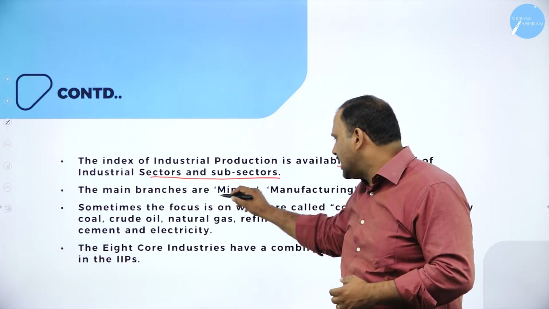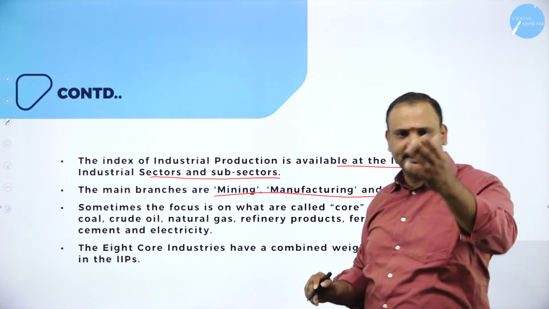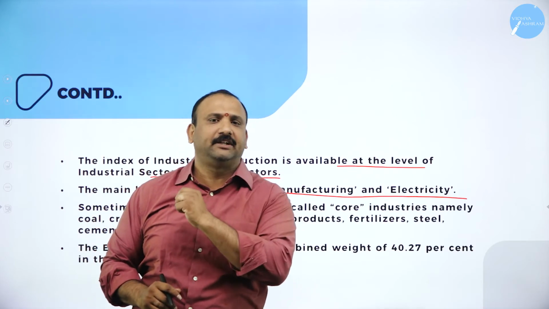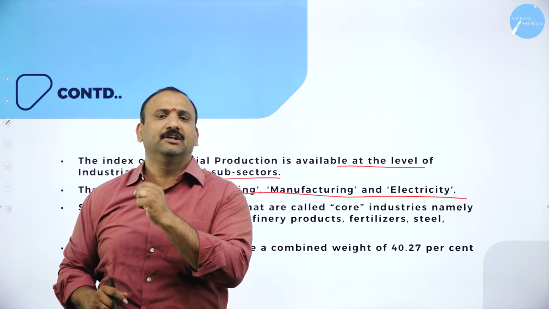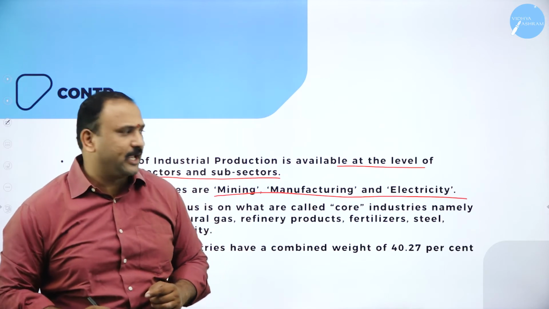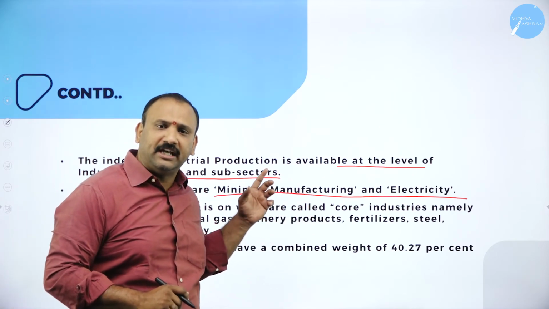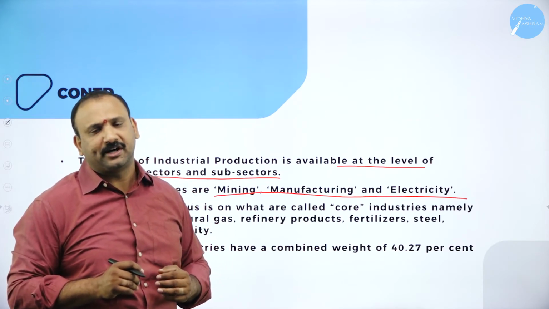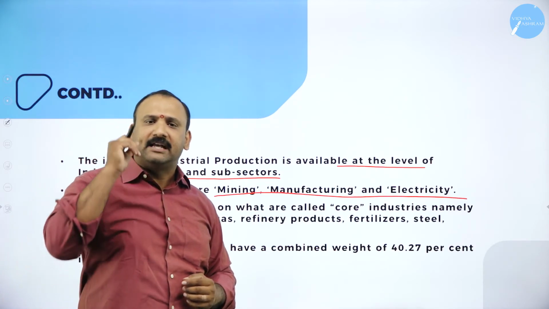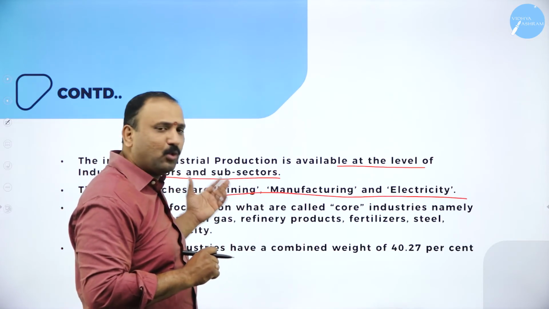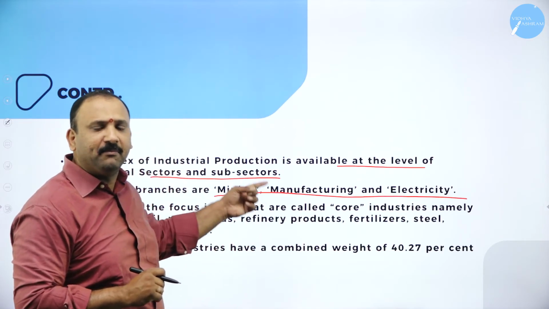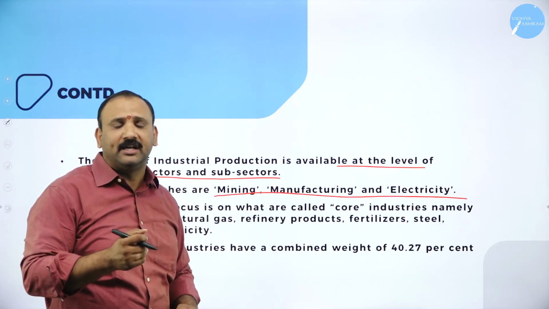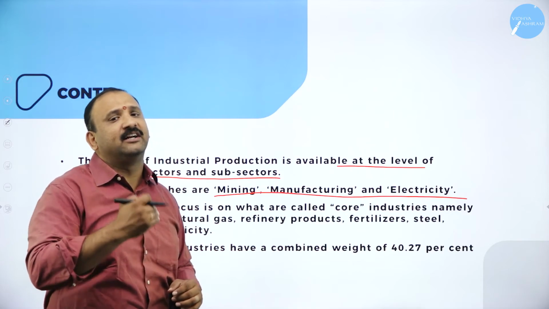The main branches are mining, manufacturing and electricity. As I was trying to tell you, the energy sector is one of the biggest consumption factors in any economy altogether. So energy economics, the energy sector, is itself one of the biggest in terms of industrial production. Every year the government makes a sincere effort to understand what the production has been in mining, manufacturing and electricity. These are the three primary sectors where you can see the consumption going at a great speed altogether.